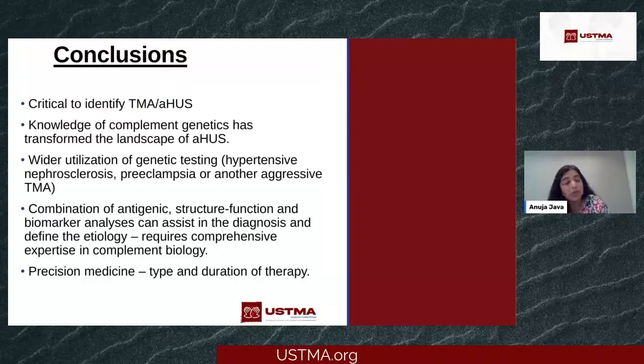And I really encourage wider utilization of genetic testing, particularly in younger patients with high blood pressure, patients with preeclampsia, or for that matter, any TMA that has been more aggressive. And I think a combination of all our genetic testing and the antigenic testing will ultimately help us define what is the cause of disease in our patient, how do we treat them, and what are the long-term outcomes.